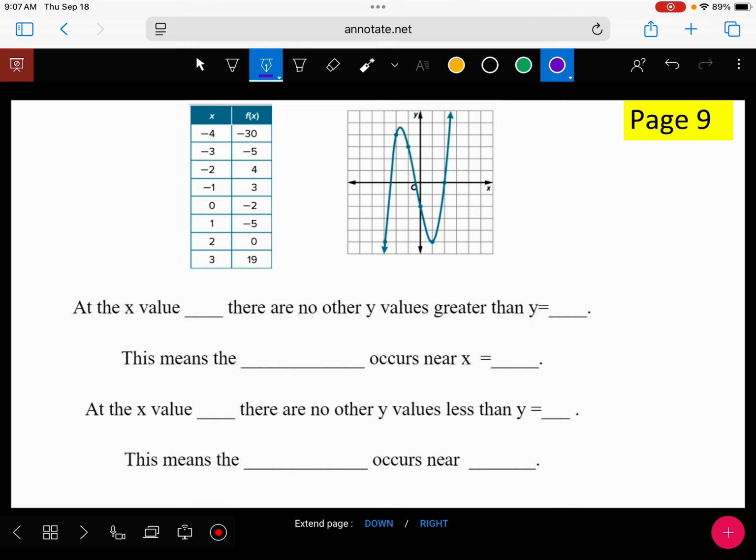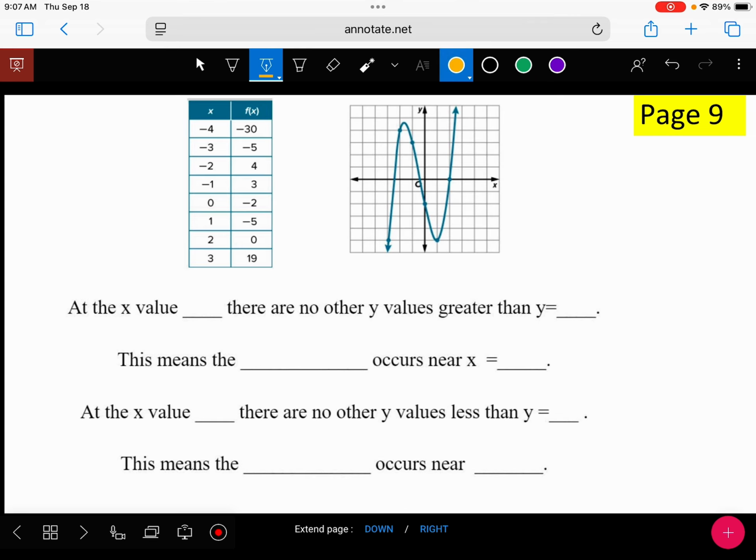All right. So looking at this graph, when we get to this point here, which is approximately x equals -2. So when I get to about -2, I'm going to put approximately. It's not really actually at -2, it's around -2. So when I get to this top, I don't have any y values greater than what? What would be the y value?